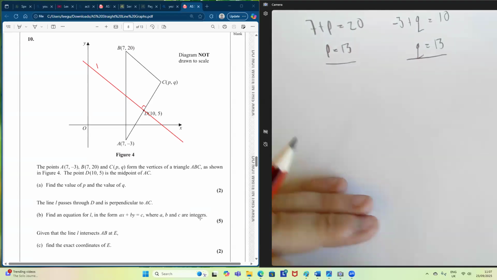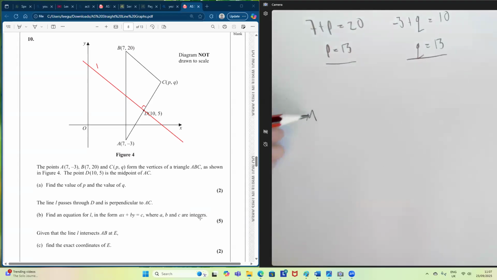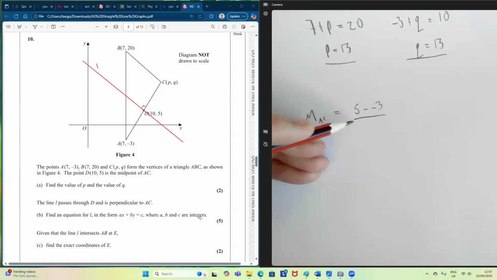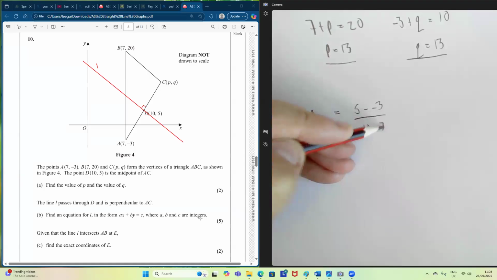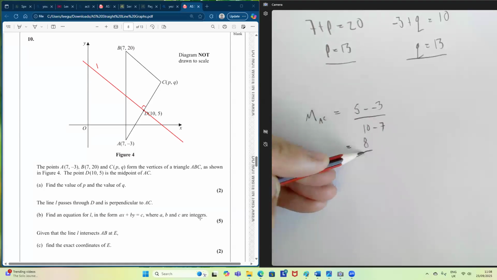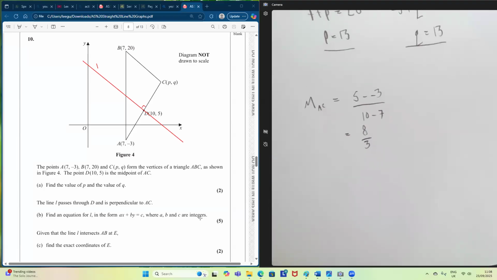So the first thing we need to do is find the gradient of the line AC. I'll write down m for gradient. I'm going to find the gradient of AC, which is going to be change in y over change in x. Let's go from the midpoint to A. That is going to be (5 - -3)/(10 - 7), which is 8/3. So that's our gradient of the line AC.